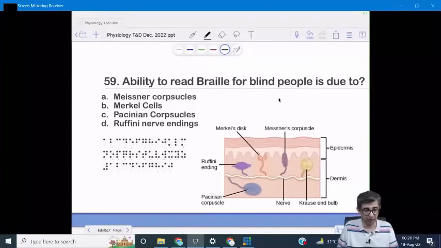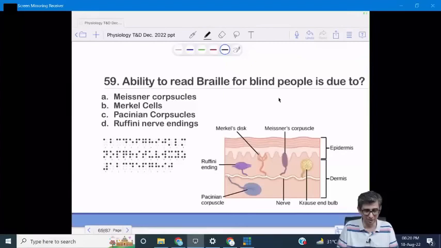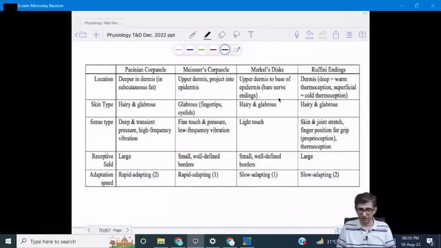Okay, let's wait for a few more comments and then we can go for the answer. Yes, guys. Ability to read braille. तो ब्रेल जो है, कोई गलती नहीं करनी है यार. ब्रेल जो है that would be mainly related to... yes.